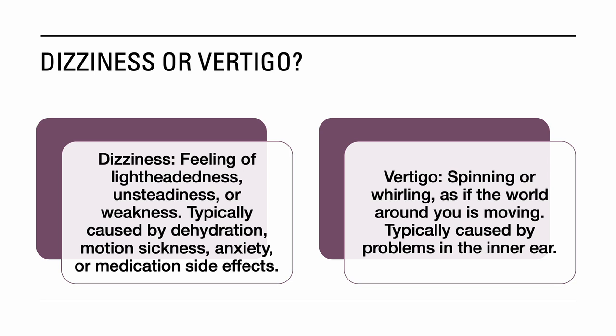Vertigo is a true spinning or whirling, as if the world around you is moving. This can last for minutes or hours. True vertigo is often caused by problems in the inner ear. We'll now jump into different disorders that can affect the inner ear and cause different types of dizziness and vertigo.